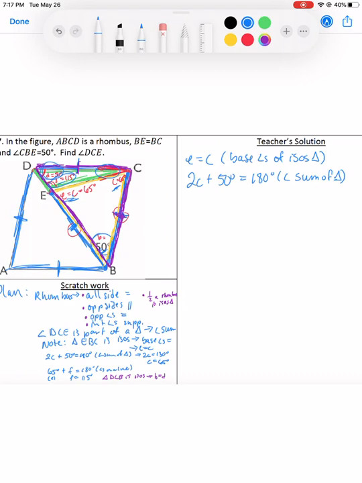And then we're going to find out what 2C is. So we'll subtract 50 degrees from both sides. 2C is equal to 130 degrees. Divide by 2. C is equal to 65 degrees. So that's where we got the 65s from.